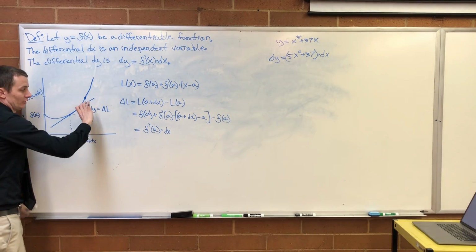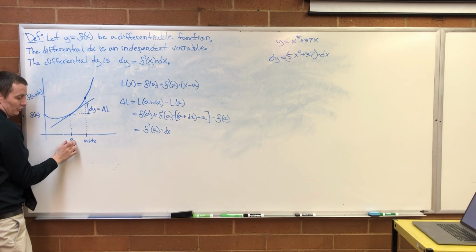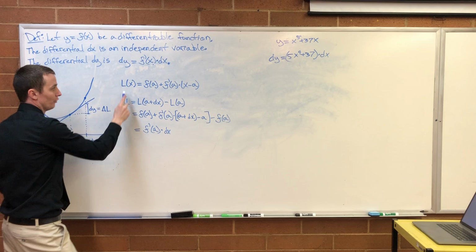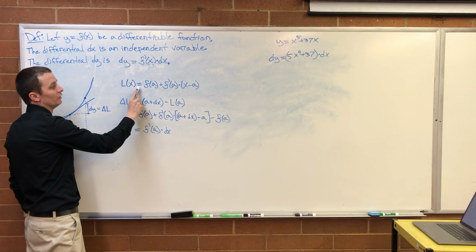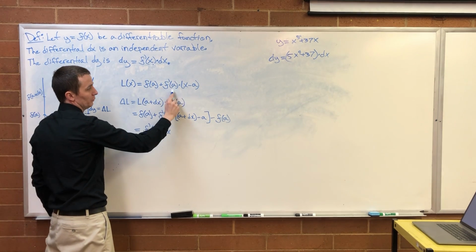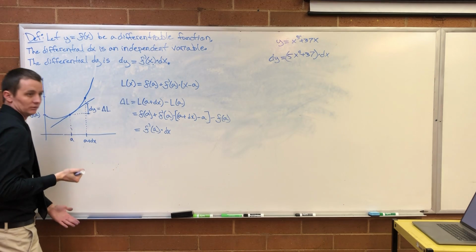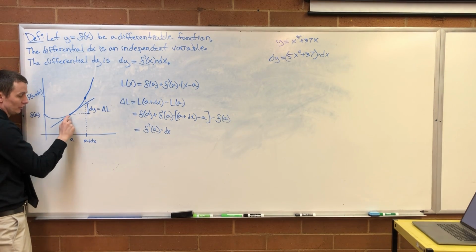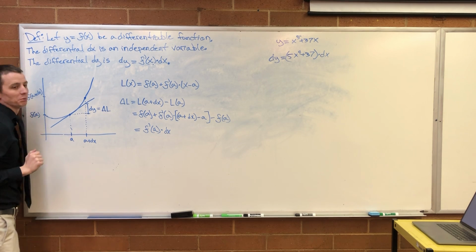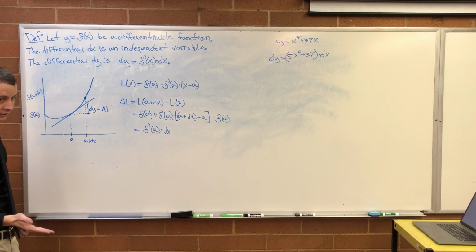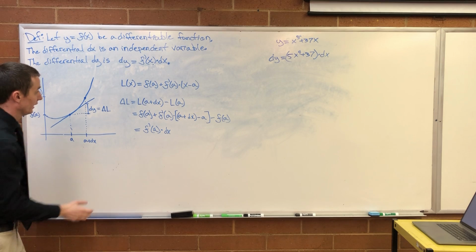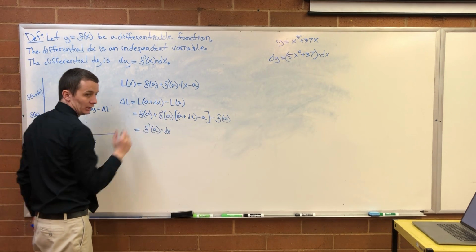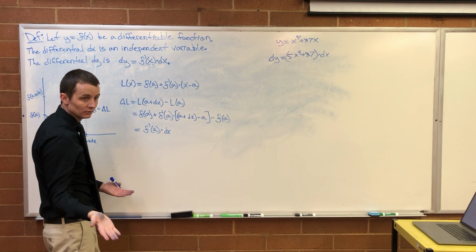But this distance right here, this change in our linearization as we go from a to a plus delta x, let's calculate what that is real quick. So first off, what's our linearization? L of x is equal to f of a plus f prime of a times x minus a, right? Okay, now I want to know the change in my linearization from this point a to this point a plus delta x. How do I get that? My change in L is equal to the value at a plus delta x minus the value at a. With me?